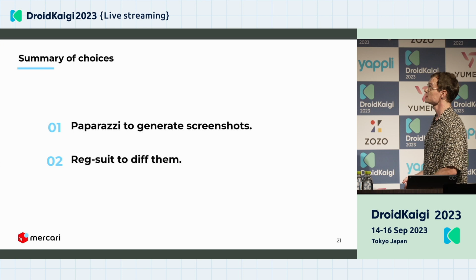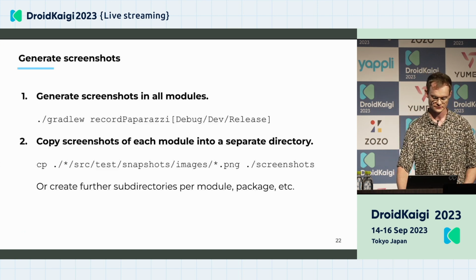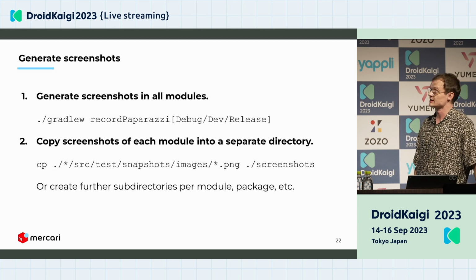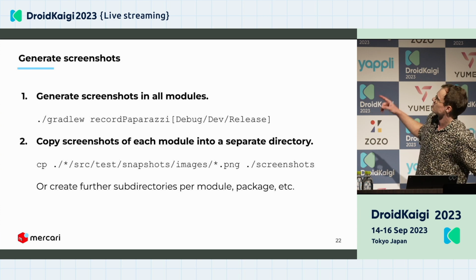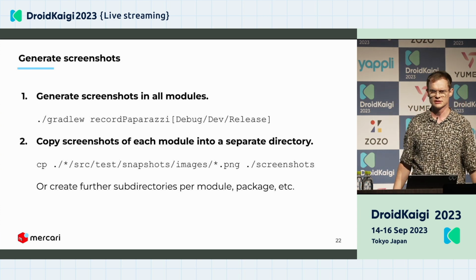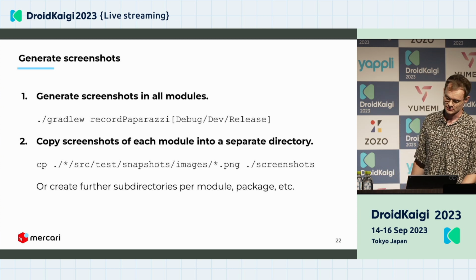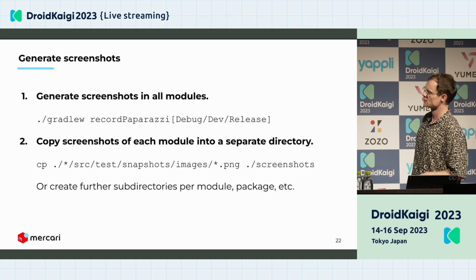So let's look at how this can be implemented as a CI/CD pipeline. The CI/CD workflow will essentially just consist of three parts. First of all, in order to generate the screenshots, we'll just run the record Paparazzi debug task. This will essentially generate screenshots in each module that has screenshot tests. They'll be located under src/test/snapshots/images, I think.